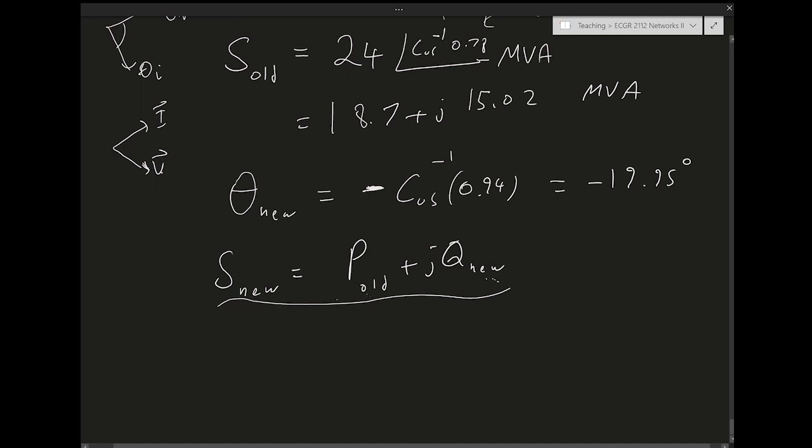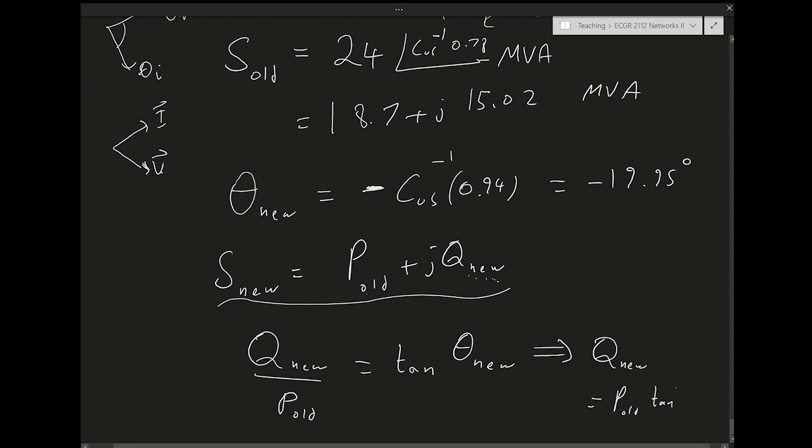So P old is going to remain the same, right? Q will differ, and we'll get from Q old to Q new, and that will increase the power factor. Now we know that Q new over P old is the tangent of theta nu, which we know what it is, right? So we have a relationship here that can tell us what Q new needs to be. Q new needs to be P old times tan theta nu. We know theta nu, we know P old, so we know what Q new needs to be.